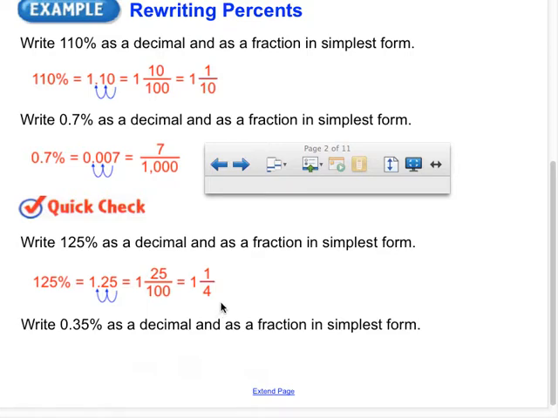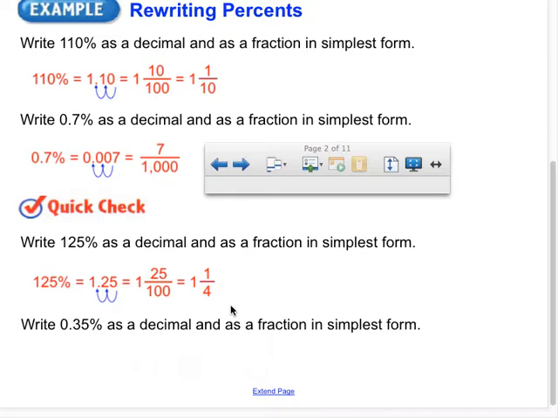Okay, the book shows a little bit different method than what I have, but I think if you look at my method and look at the book's method, it's just a slightly different way of thinking about it. Okay? All right. Who's got the next problem?